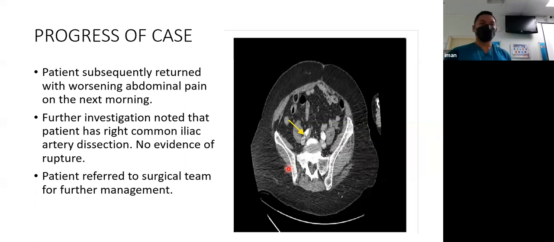The progress of the case: the patient subsequently returned with worsening abdominal pain the next morning. And then we did further investigation. We took a contrast enhanced CT. Noted right common iliac artery dissection. However, there's no evidence of fracture. So the patient was referred to the surgical team. So the patient came back, basically came back with persistent pain.